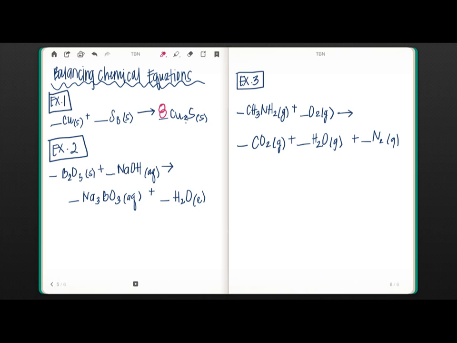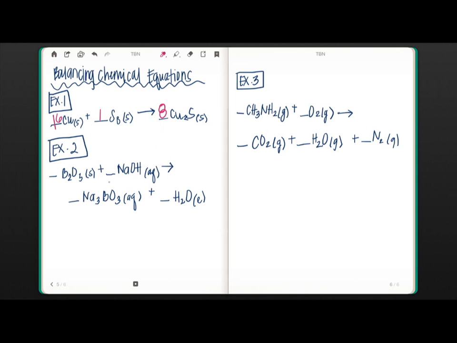8 times 2, so 8 times the 2 copper, which means 16. So you have to put 16 on this side. And the coefficient in front of the S8 still remains as 1. So it's just 16, 1, and 8 for this first example when balancing chemical equations.